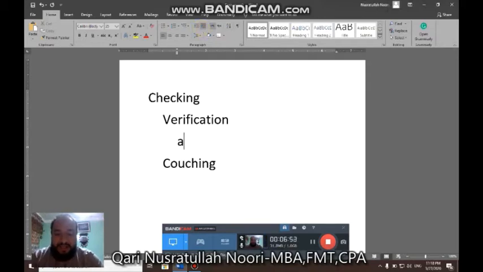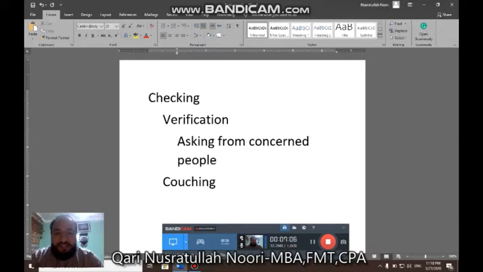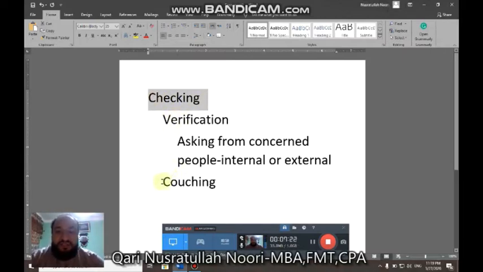Verification means asking from concerned people. That concerned people could be internal or external, right? When an auditor comes, he checks your accounting record and financial information, right? Accounting or financial data. I told you accounting and financial data. I'll talk about that later. First, let me talk about the check. That checking happens with the help of, number one, verification, right?